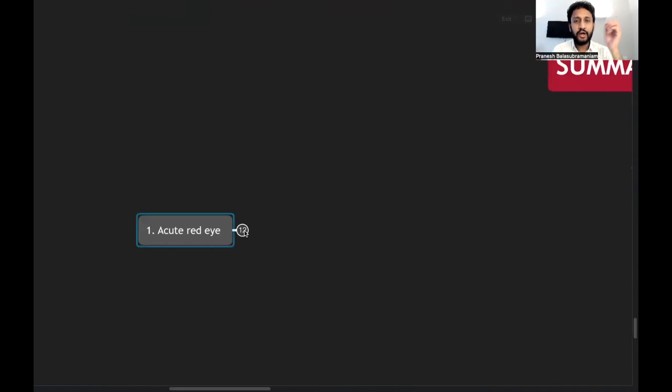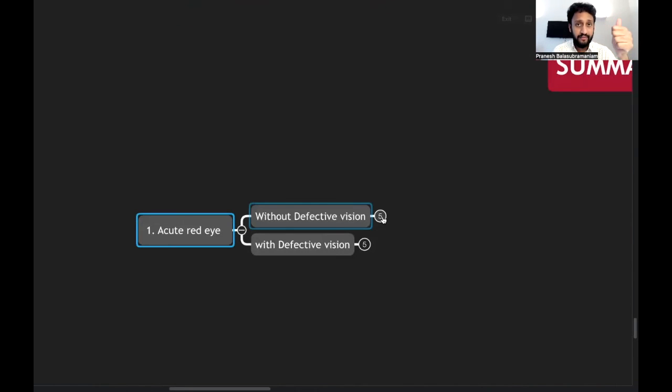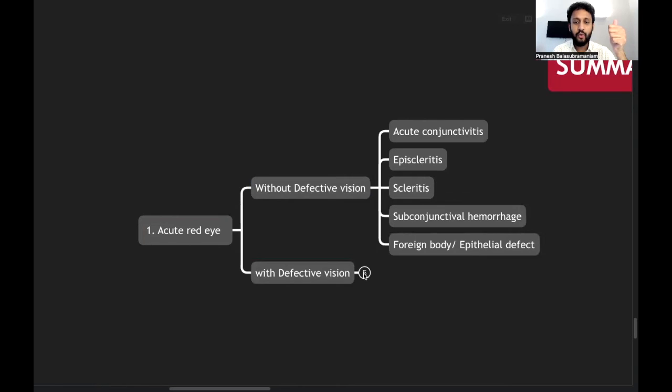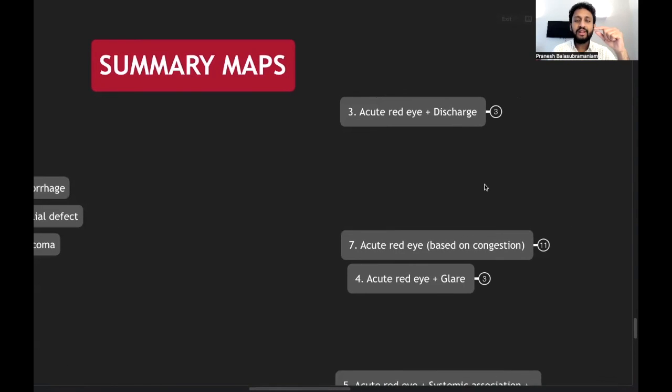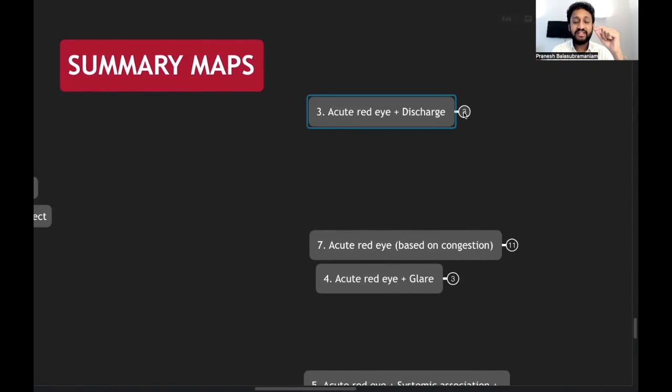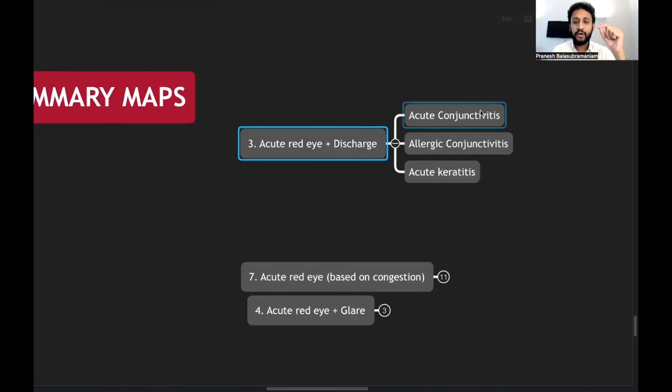First, an acute red eye patient can have it without defective vision or with defective vision. Now, you know the causes for both in detail. Secondly, what are the conditions which can cause acute red eye with discharge? You can have acute conjunctivitis, allergic conjunctivitis, or acute keratitis. All these three can cause an acute red eye with discharge.